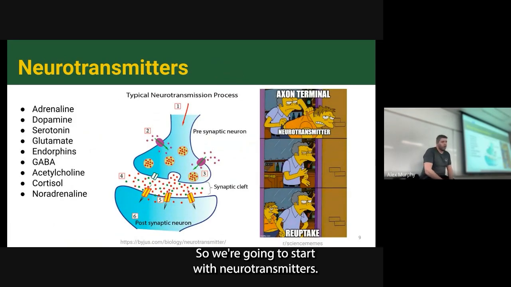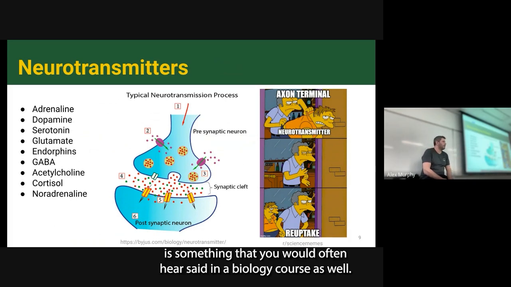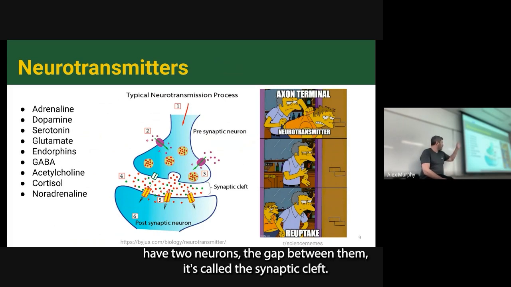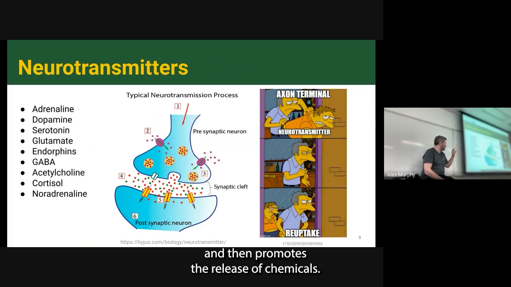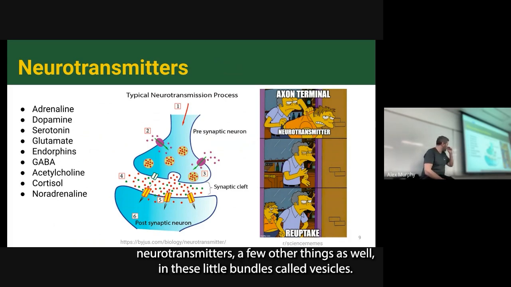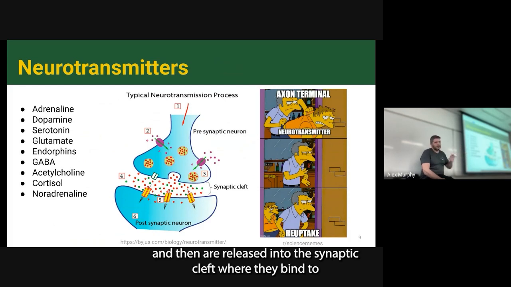So we're going to start with neurotransmitters. Learning happens at the synapse. This is something that you would often hear said in a biology course as well. If you have two neurons, the gap between them is called the synaptic cleft, and what will happen is an electric signal travels down the axon and then promotes the release of chemicals. These chemicals, neurotransmitters and a few other things, are in little bundles called vesicles. These then propagate down to the end of the synapse and are released into the synaptic cleft, where they bind to receptors on the postsynaptic neuron.